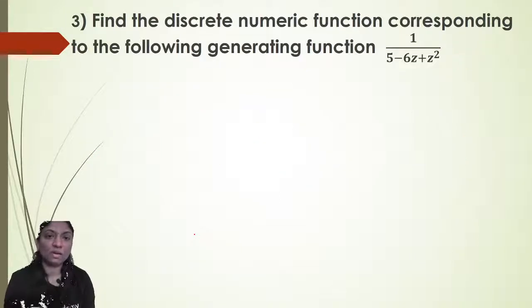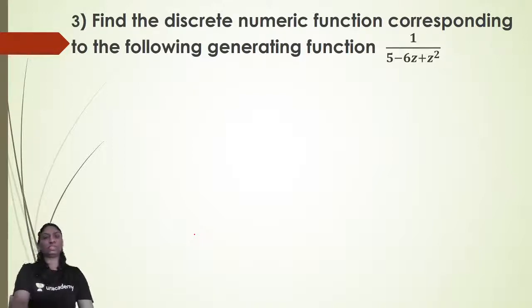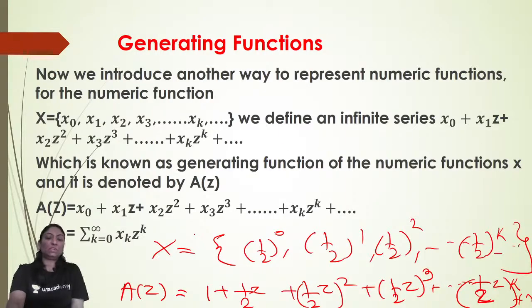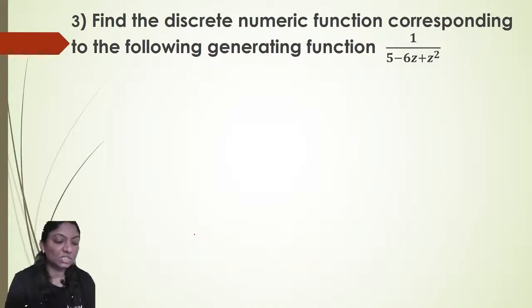Now, an example here. Find the discrete numeric function corresponding to the following generating function. Now here the generating function is given, we have to find out the discrete numeric function. Earlier we were given the discrete numeric function and found the generating function using this.